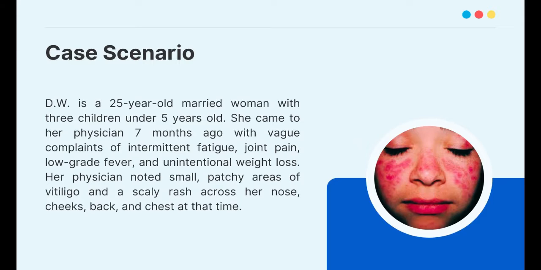DW is a 25-year-old married woman with 3 children under 5 years old. She came to her physician 7 months ago with vague complaints of intermittent fatigue, joint pain, low-grade fever, and unintentional weight loss. Her physician noted small, patchy areas of vitiligo and a scaly rash across her nose, cheeks, back, and chest at the time.